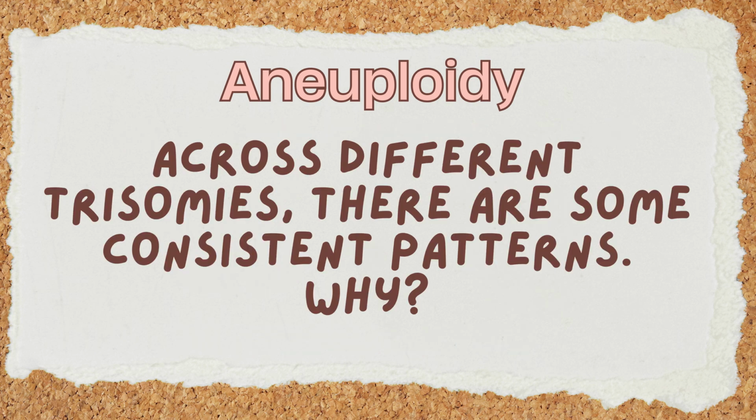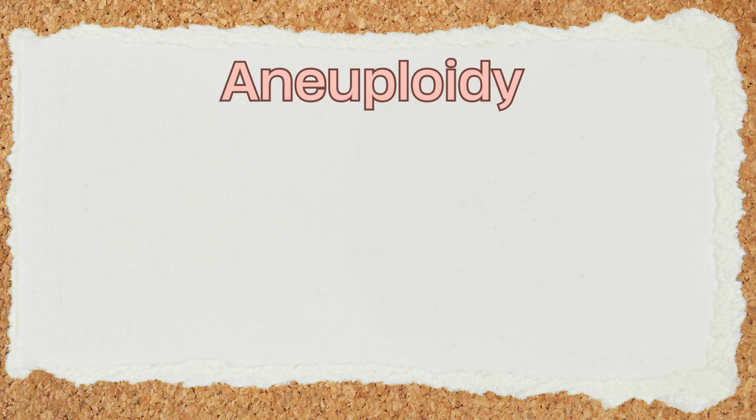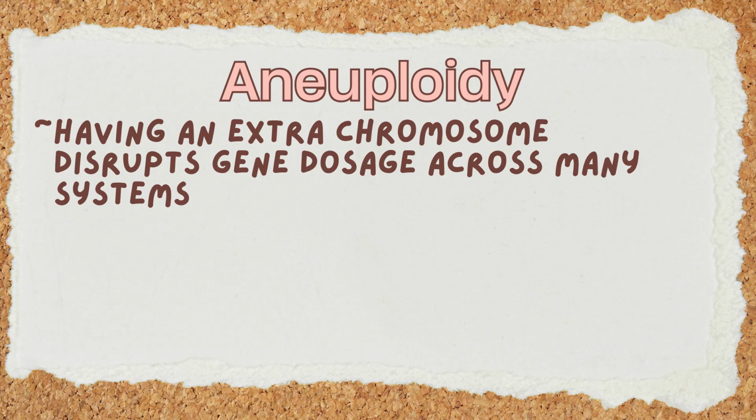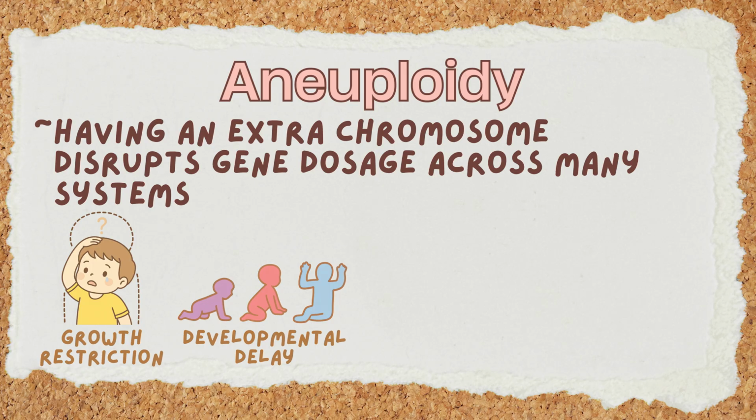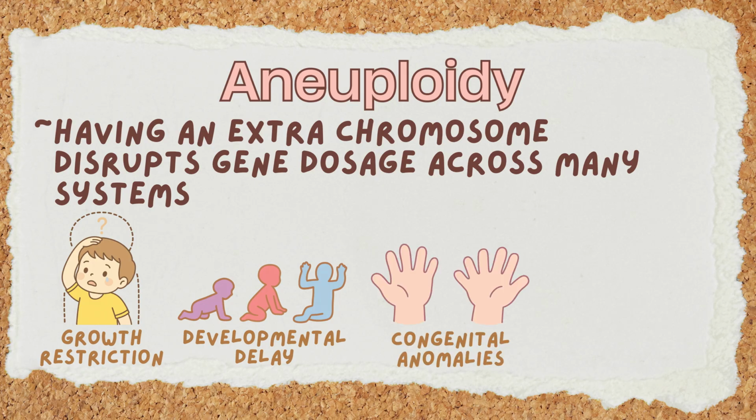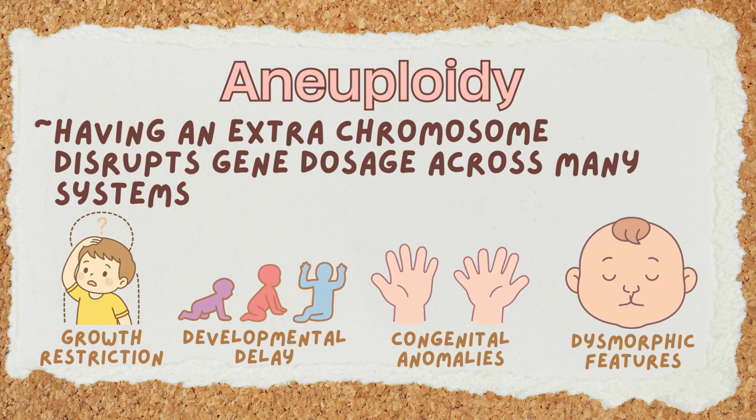Now, across different trisomies, there are some consistent patterns. Why is that? It's because having an extra chromosome disrupts gene dosage across many systems. So we can often see growth restriction, developmental delay, congenital anomalies, and dysmorphic features. This reflects how tightly regulated development normally is and how sensitive it is to imbalance.